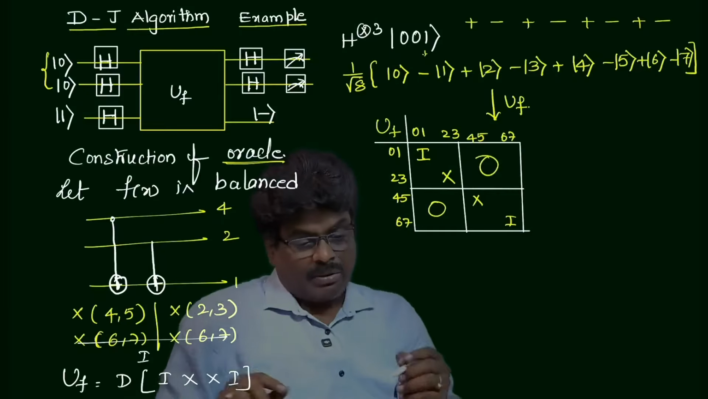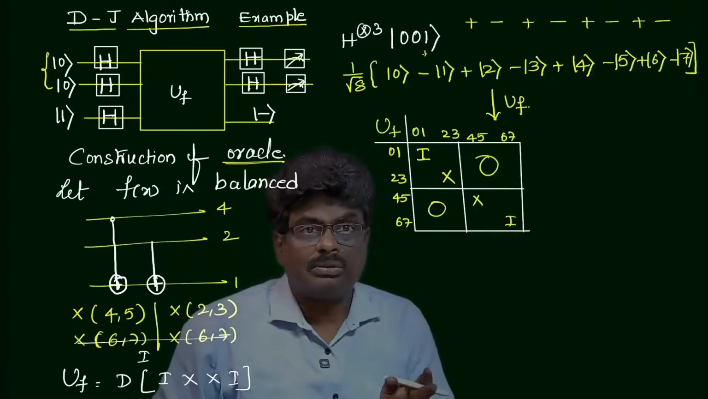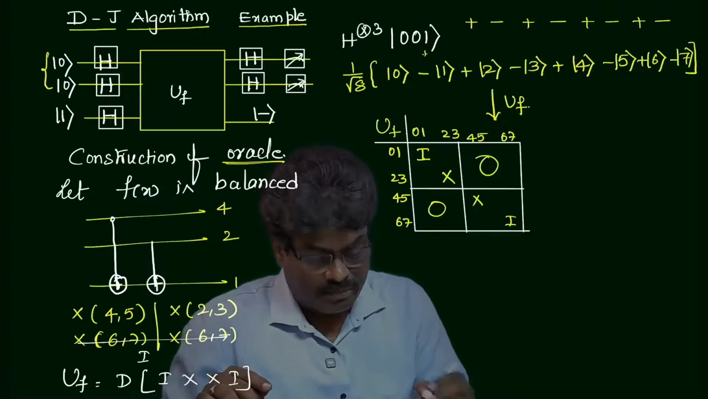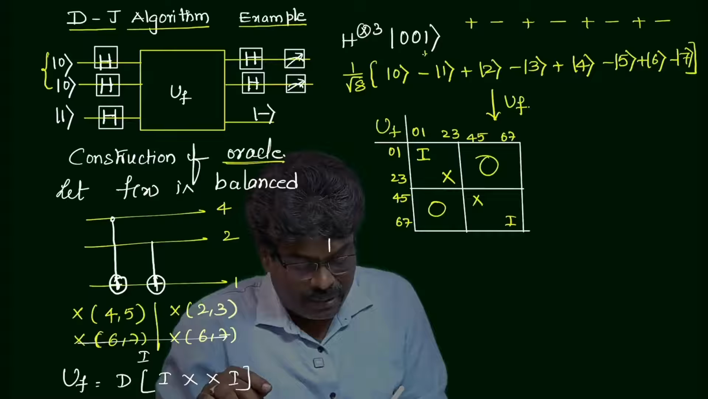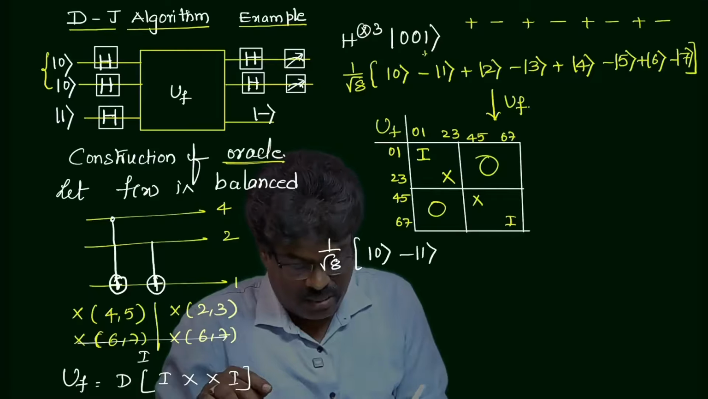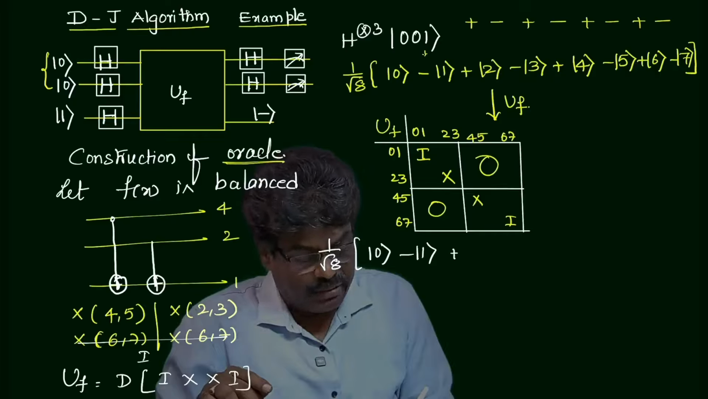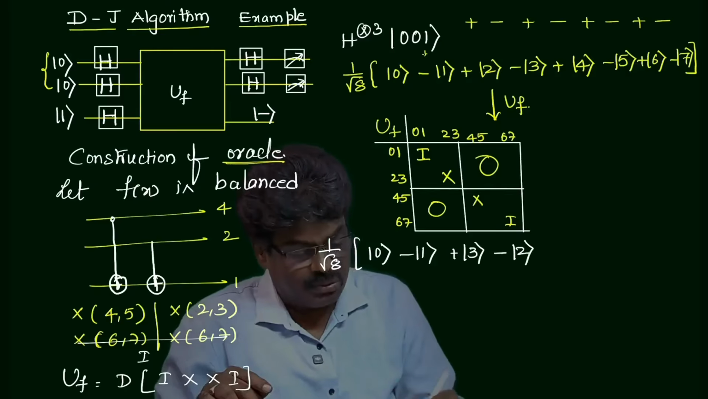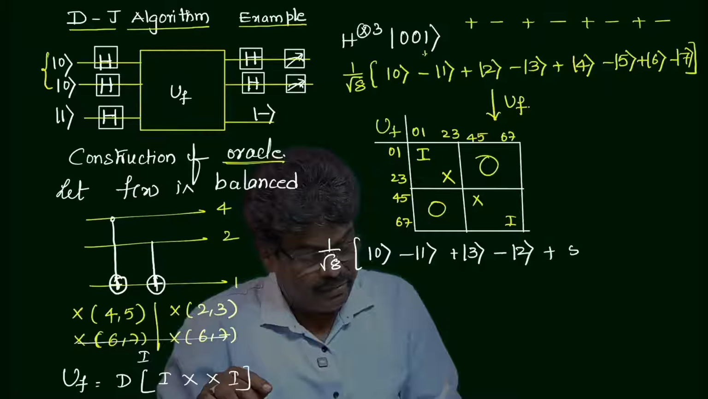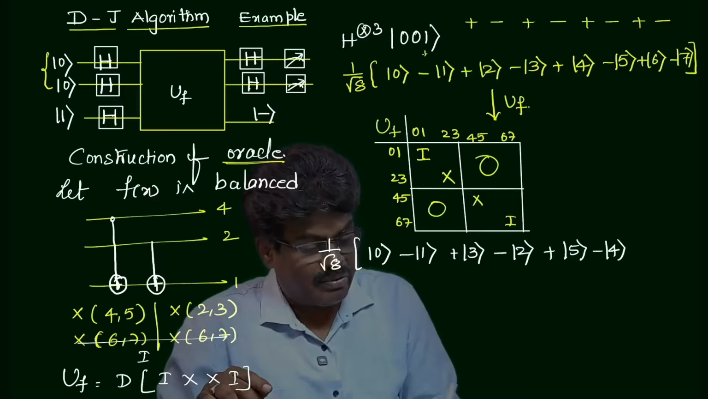Okay, fine. Now let us apply this unitary operator, that is this oracle. If you operate that, 4 becomes 5, 5 to 4, and 2 to 3, 3 to 2. So after this operation of this oracle, 1 over root 8, this is 0 as it is, 1, and 2 becomes 3, and 3 becomes 2, and next 4 to 5, and 5 to 4, 6 and 7 as it is.